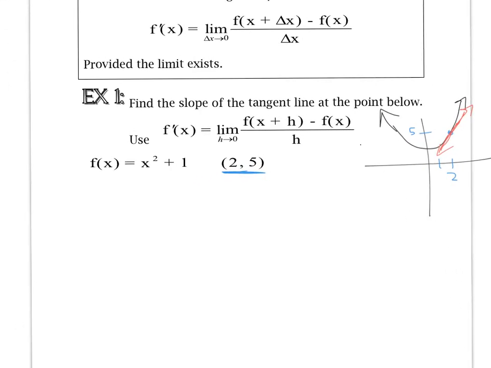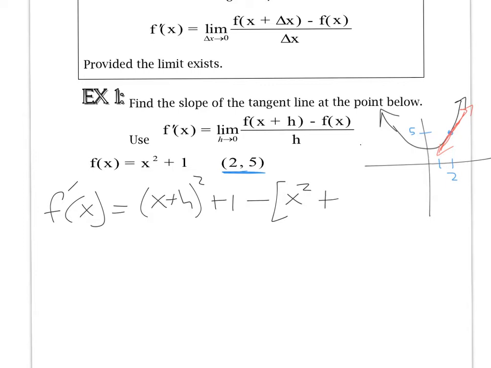Now, I would recommend that you don't plug in the 2 at the very beginning and just do the x. So first find the derivative equation. So let's do that. That's f prime of x equals, and let's just do everything like we would have for just finding the derivative equation. So it would be (x plus h) squared plus 1 minus, let's do some brackets here, (x squared plus 1) all over h. Oh, I'm forgetting something. This is the limit as h approaches 0. Okay, well, let's start simplifying this thing.